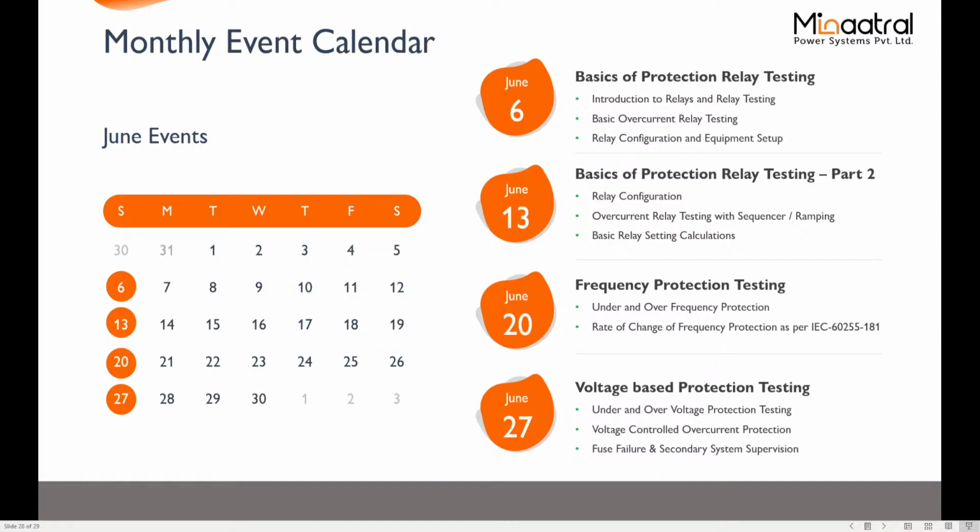And on 27th, we'll be looking at voltage-based protection, right? So voltage-based protection is not only just over voltage and under voltage. We also want to have a look at voltage controlled overcurrent, right? So there is a protection called voltage controlled or voltage restrained overcurrent. We will be looking into that as well. And fuse failure, any kind of secondary system supervision, those also come under voltage-based protection. So we will be looking at how those protection functions are.